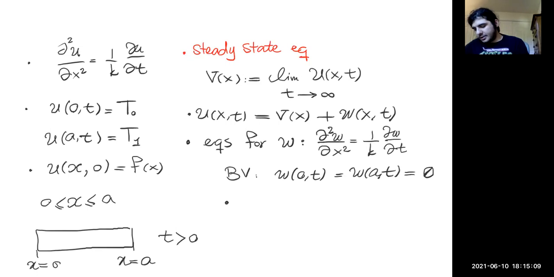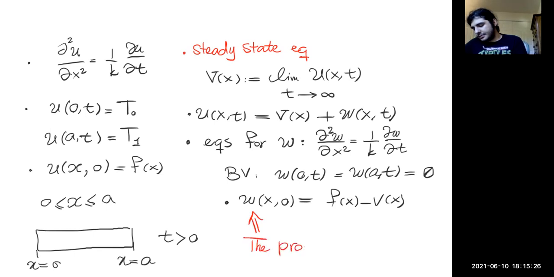The initial condition was equal to, well, f of x minus v of x, just another one. And then we solved this one. We solved this one using the product method. Okay, that's what we did.